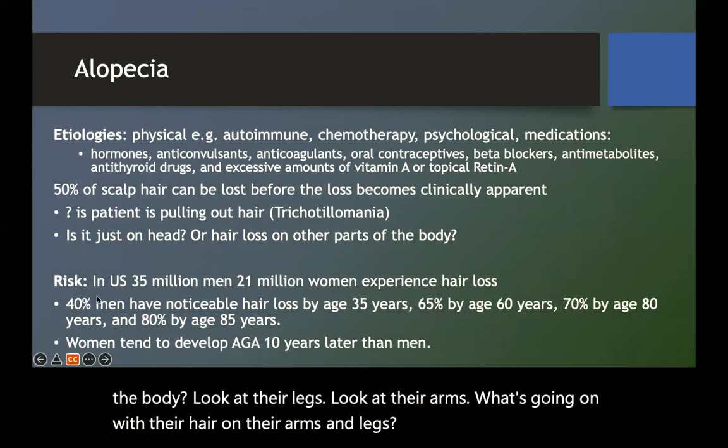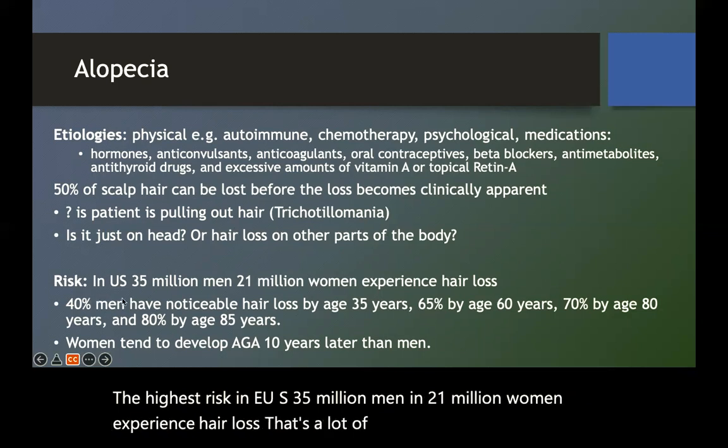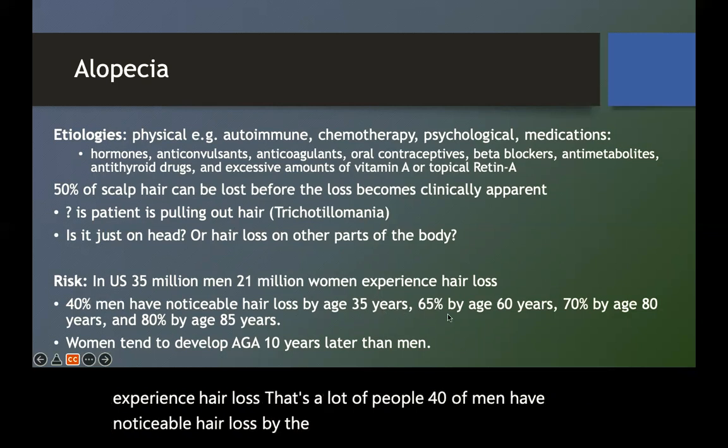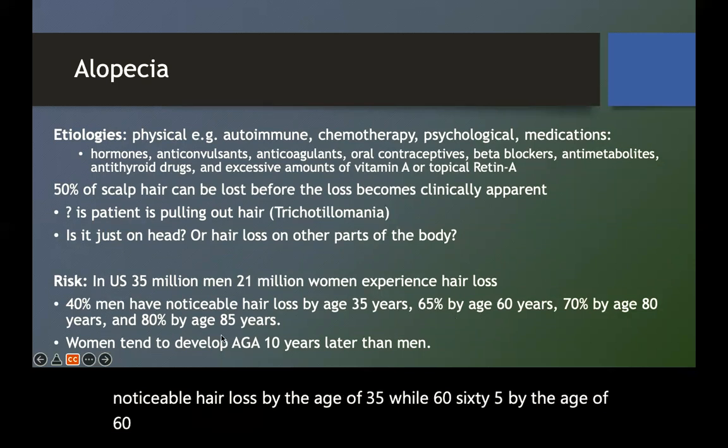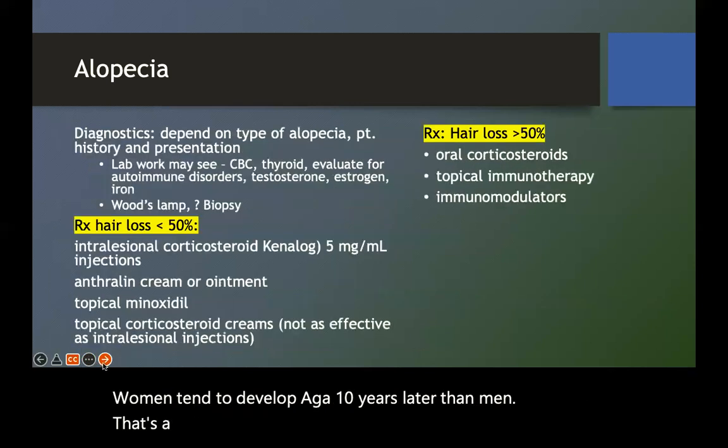The highest risk in the US, 35 million men and 21 million women experience hair loss. That's a lot of people. 40% of men have noticeable hair loss by the age of 35, while 60%, 65% by the age of 60, and 70% by the age of 80, and 80% by the age of 85. Women tend to develop AGA 10 years later than men. That's a relief. Okay, alopecia.